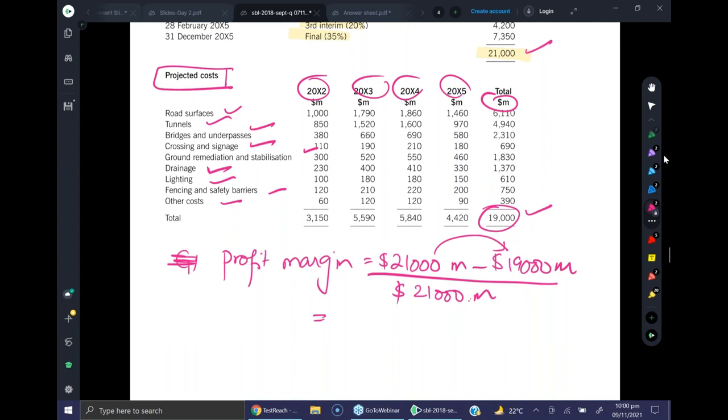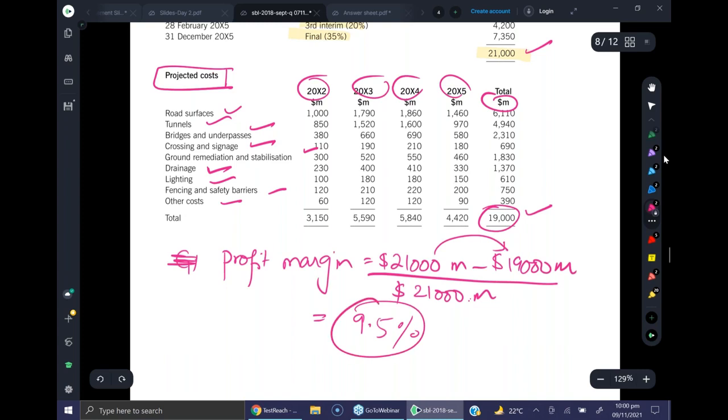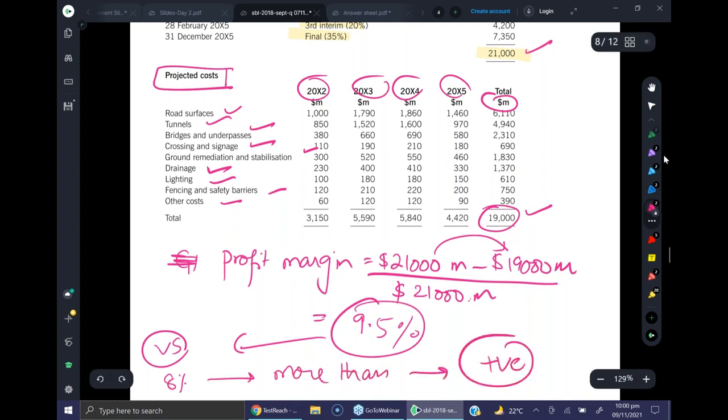It's 14%. It's what? The exact answer is 9.5. Okay, so it's 9.5 versus the target profit margin of, what was the target profit margin? 8%. So it fulfills, it's more than target. So do you think it's an additional positive aspect to be discussed? But this is a financial factor where you are going to use this information.